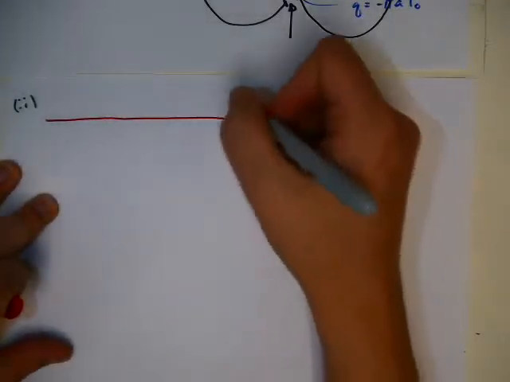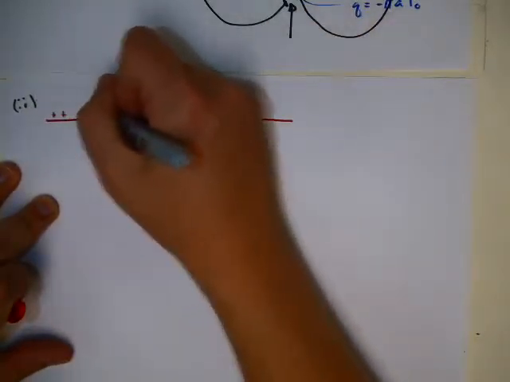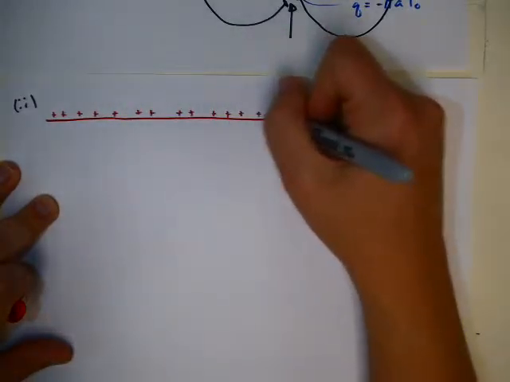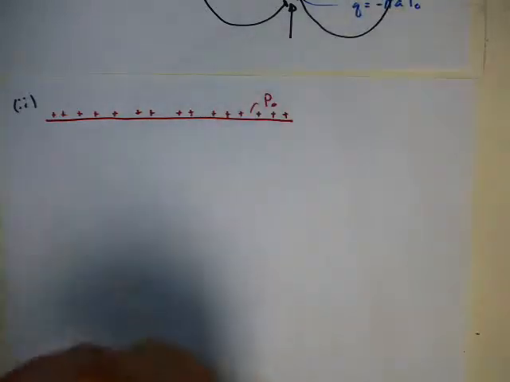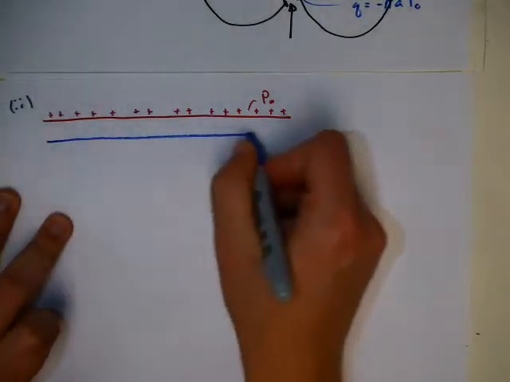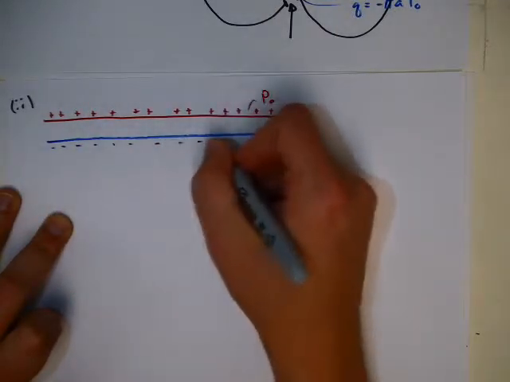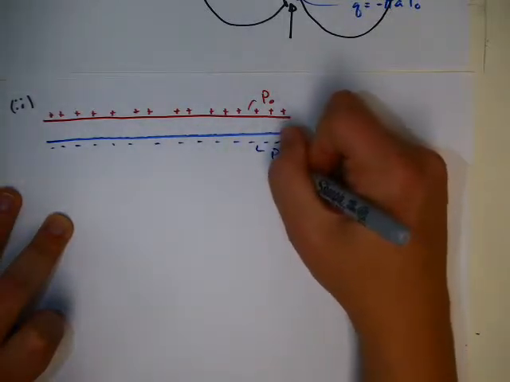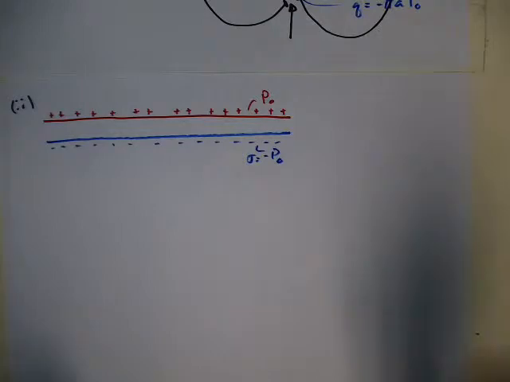But dropping the perspective, this is our top plate, and it has positive charge uniformly along it. So this has positive charge P naught. And then right below that, we're going to have our bottom plate with negative charge uniformly throughout the entire surface. So this has sigma equal to minus P naught, and the other has sigma equal to positive P naught.